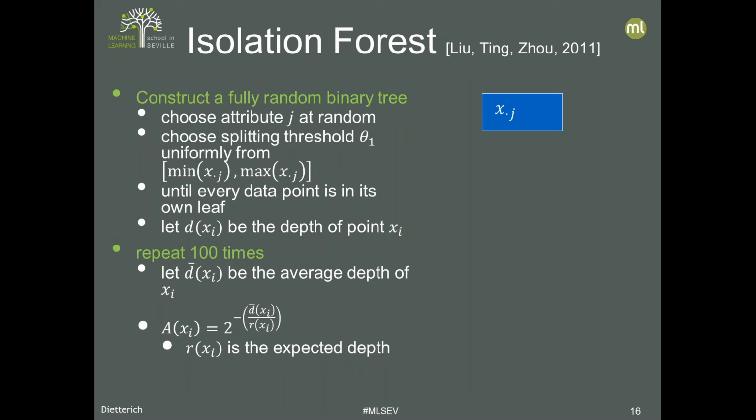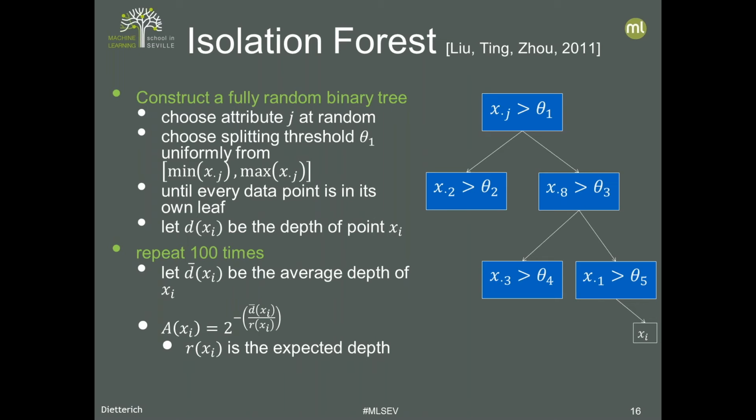So the way it works is it basically builds decision tree style objects, fully random binary trees. So at each node in the tree, we choose one of the attributes, one of the dimensions at random. Look at the range of observed values of that dimension, so the minimum and maximum value along that dimension, and randomly choose a splitting threshold, theta 1. So we might choose temperature, and we might randomly choose 32 degrees. And then split on that, and then do the same thing recursively, and recursively, until every data point is in its own leaf.